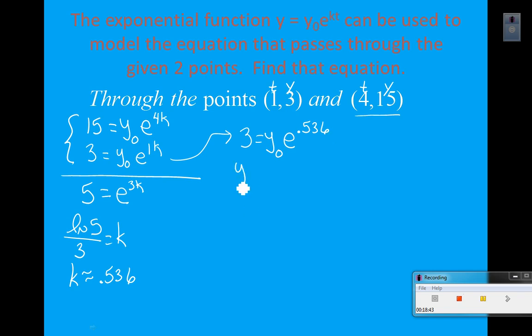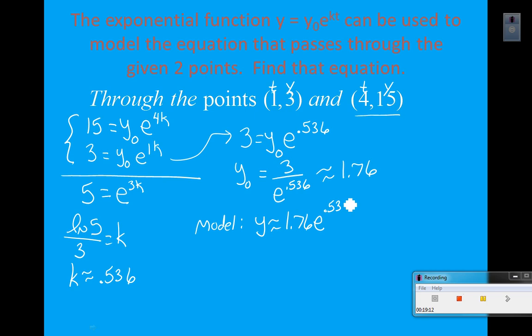To get my y sub 0, I'm going to go 3 divided by e to the 0.536. And when I did that, guys, I got about 1.76. So my model, y is approximately 1.76 e to the 0.536 t. So there's my model. Not too bad.